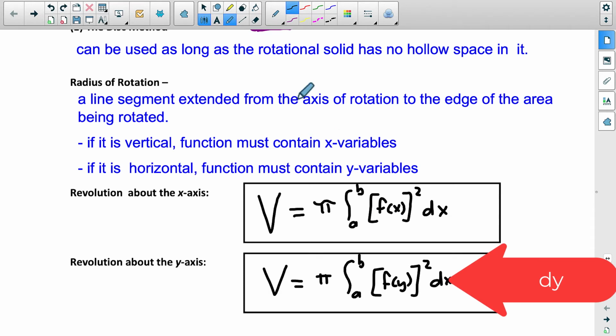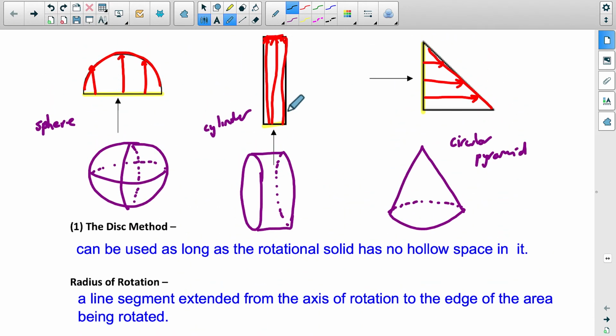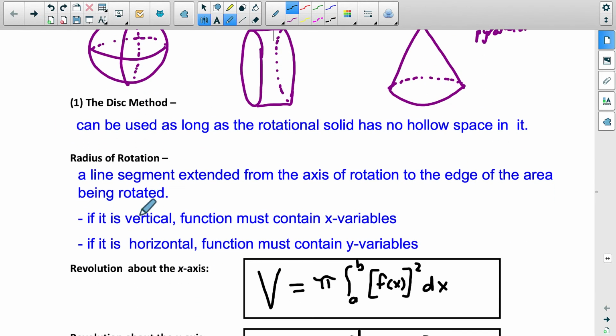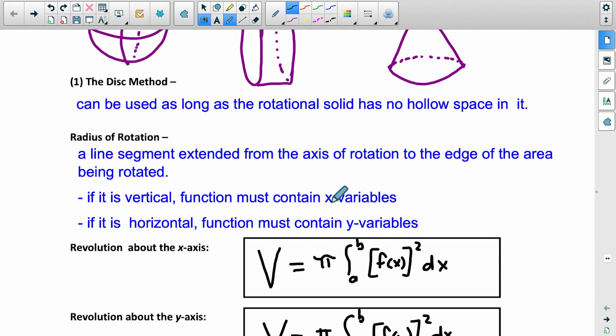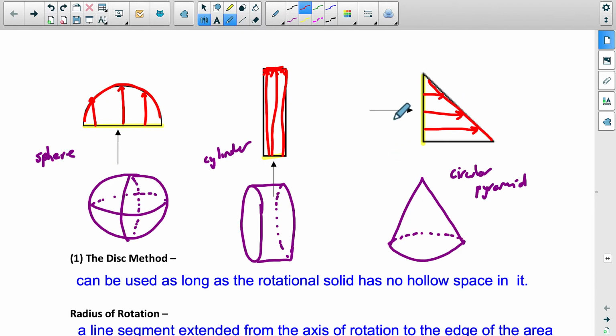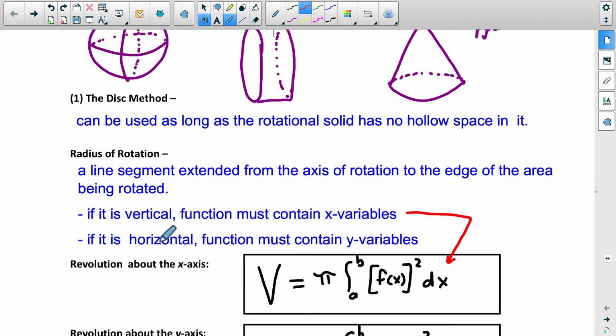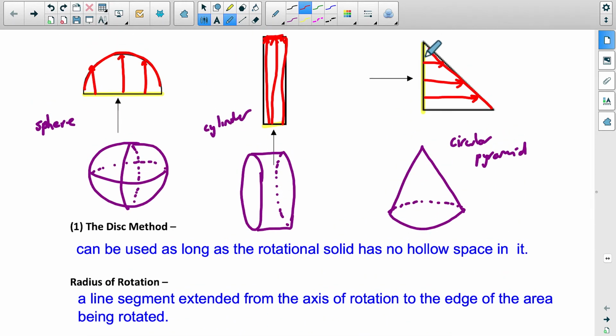So I think I skipped this, but now's a good time to say it. If your radius of rotation is vertical, like these first ones, can you see this would be like the x-axis? So you're rotating around the x-axis, and if it's vertical, then it must contain x variables. When we revolve around the x-axis, you must use x variables, and that's why you have this x right here. In this one, we have a horizontal radius of rotation, and if it's horizontal, the function must contain y variables. This would kind of be like the y-axis right here.